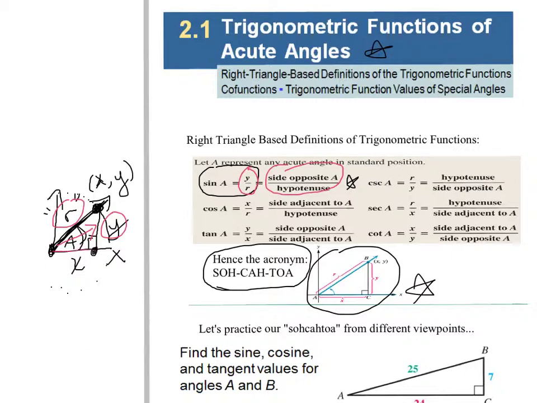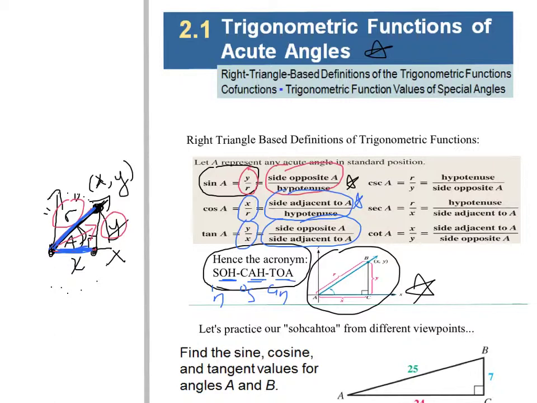Cosine is x over r, and I'll do this in another color. But notice that x is the adjacent side to A, and again r is the hypotenuse. So what I'm getting at is x over r means the same thing as adjacent over hypotenuse, and y over x means the same thing as opposite over adjacent. Hence Sohcahtoa, the acronym that helps you remember. S for sine, sine is a ratio of opposite over hypotenuse. C for cosine, adjacent over hypotenuse. T for tangent, opposite over adjacent.